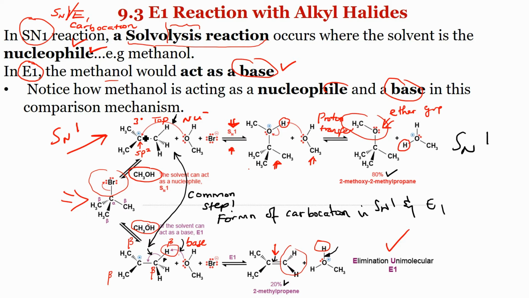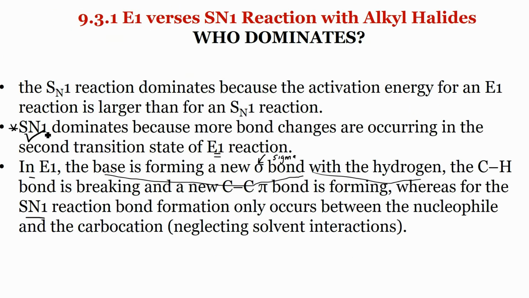There's only one instant bond formation, while here there are two bonds formed. There's one making the pi bond, and there's another one between the base and the beta hydrogen. So those two bond forming processes will require more energy as compared to SN1, which is only one bond forming process after the carbocation is formed. So that's why SN1 will dominate, because there's less bond changes in SN1 than in E1, which has more bond changes occurring in the second transition state. Okay?